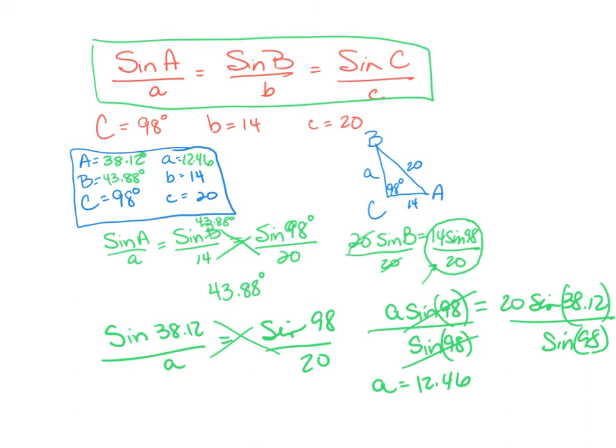And that makes sense because the smallest angle has the smallest side across from it. The medium angle has the middle side across from it. And the biggest angle has the biggest side across from it. So it makes sense. Do that check to make sure you haven't made some silly mistake or keyed in something incorrectly in your calculator.